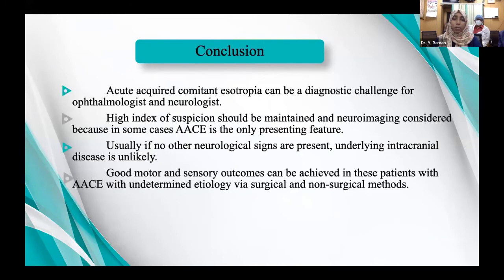The take-home point is that a high index of suspicion should be maintained and neuroimaging should be done, because in some cases acute acquired comitant esotropia is the only presenting feature. If no other neurological signs are present, then an underlying neurological disorder is unlikely. Moreover, good motor and sensory outcomes can be achieved with both surgical as well as non-surgical methods. Thank you. I also thank Dr. Raman and Dr. Krishna Kishore sir for giving me this opportunity to speak. Thank you.